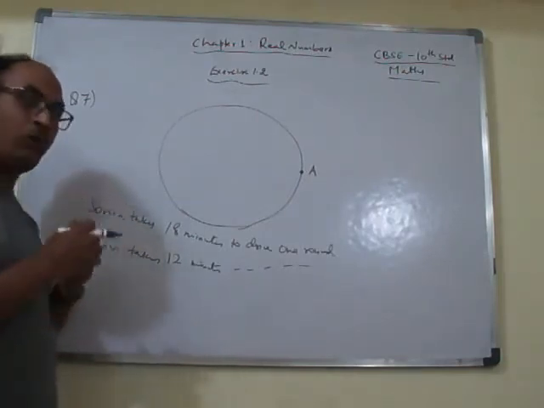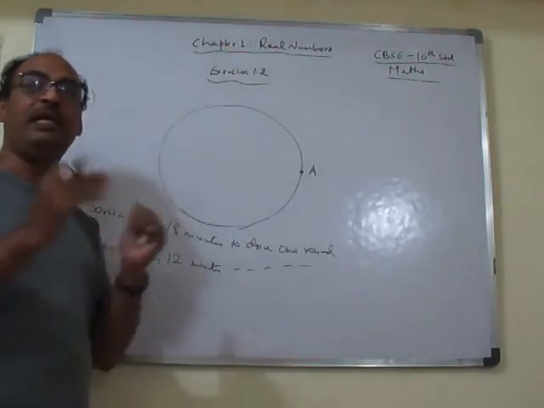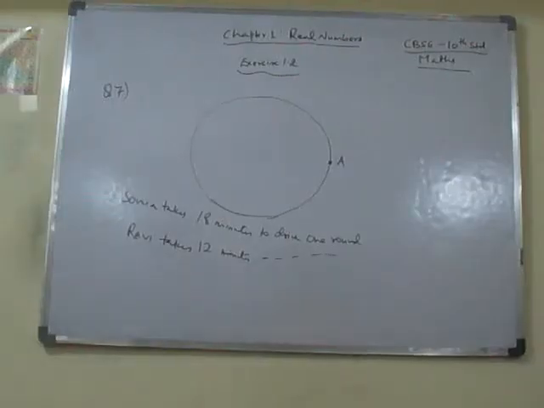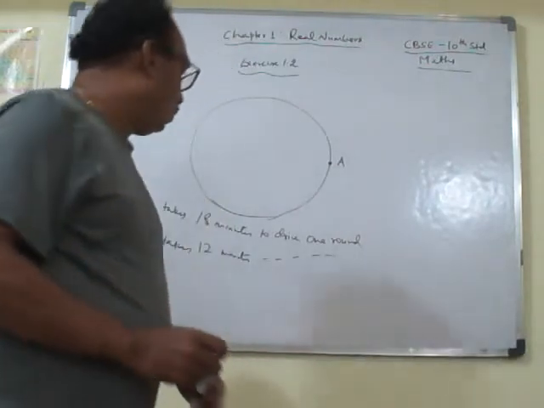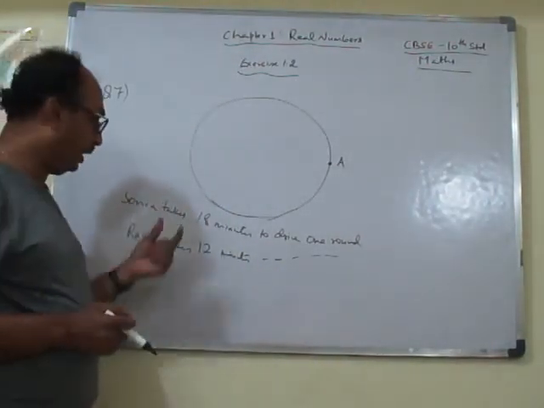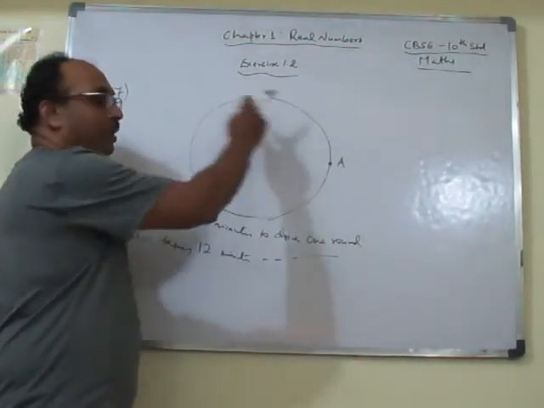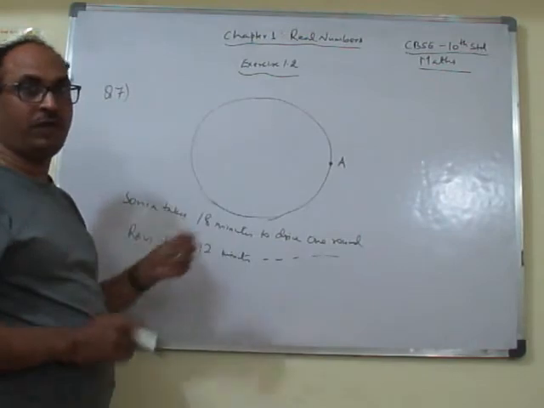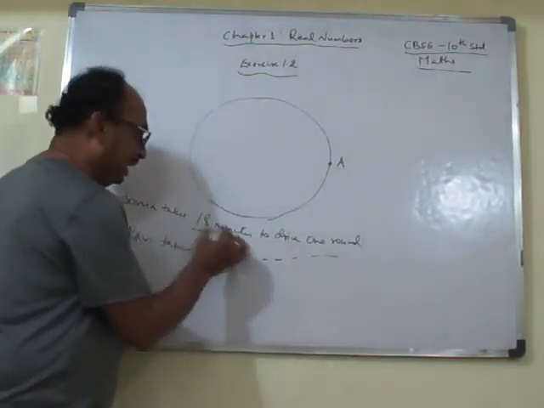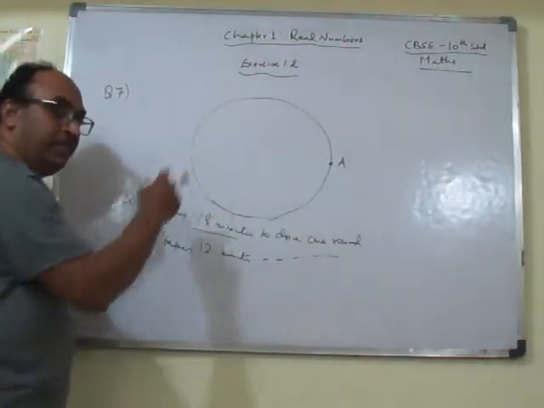So in this case, what we will be doing? We will be going for finding out LCM. As in that question, what is given? Sonia takes 18 minutes to drive 1 round in this sports field. So Sonia is taking 18 minutes. Ravi is taking 12 minutes to complete the round.